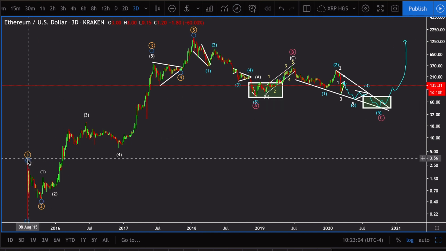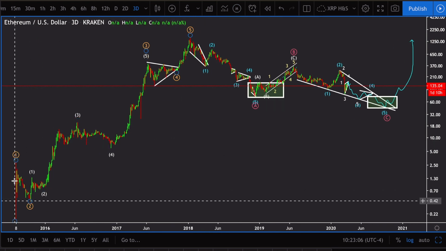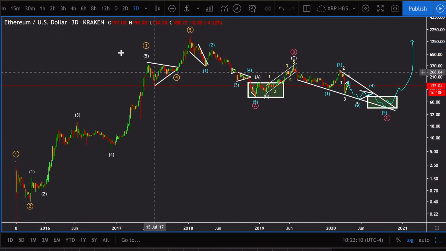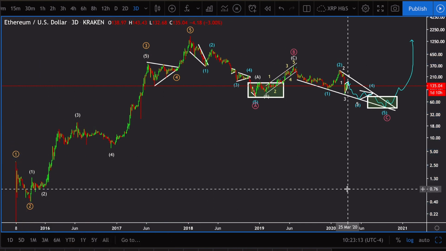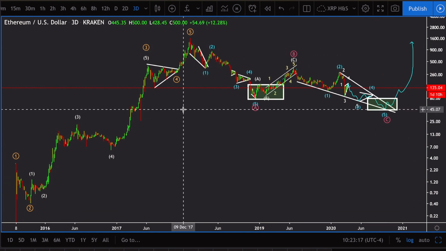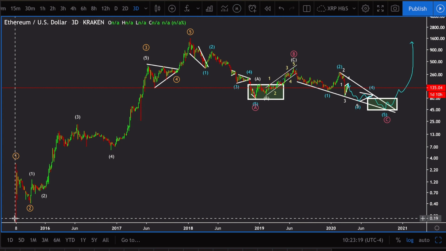What's up, everyone? This is CryptoSuf, and today is March the 26th, Thursday morning, and this is Ethereum over USD on a 3-day chart. And we're on a logarithmic chart here so that we can see the entire move so far from the start, which looks like August 15th.